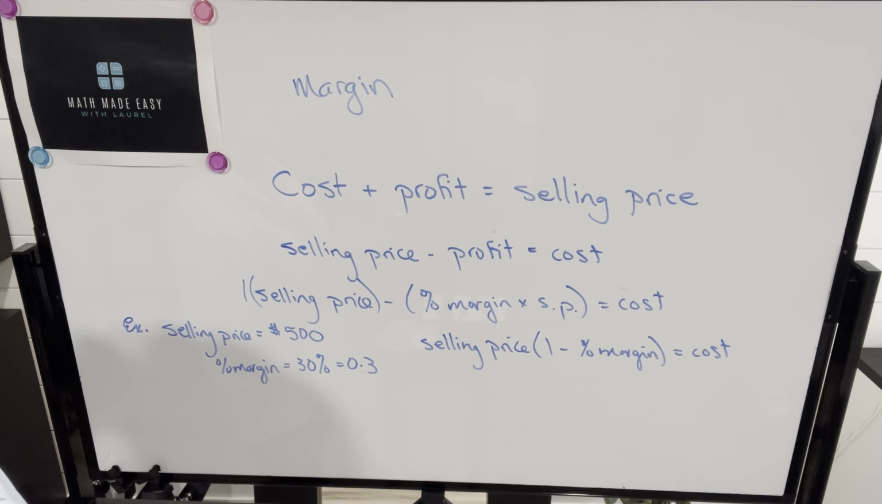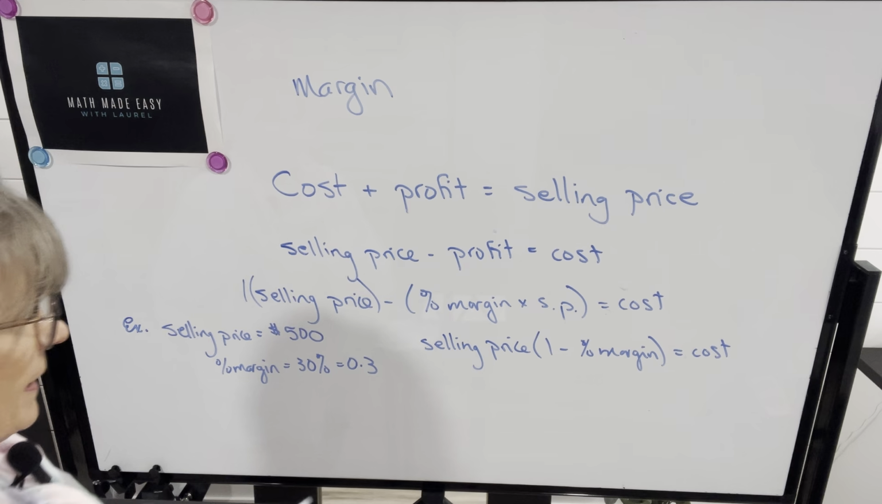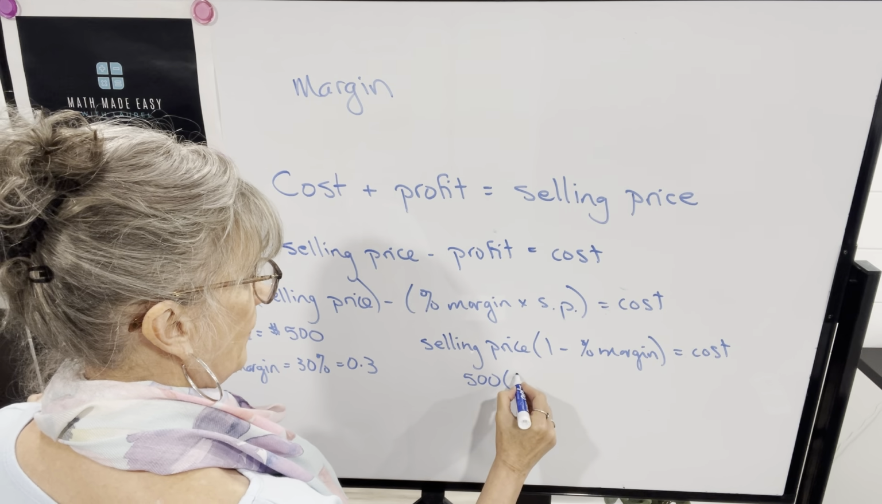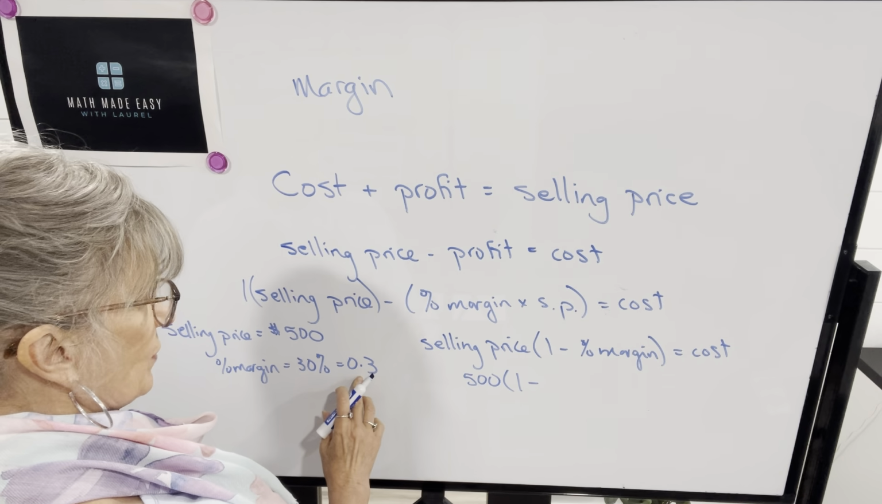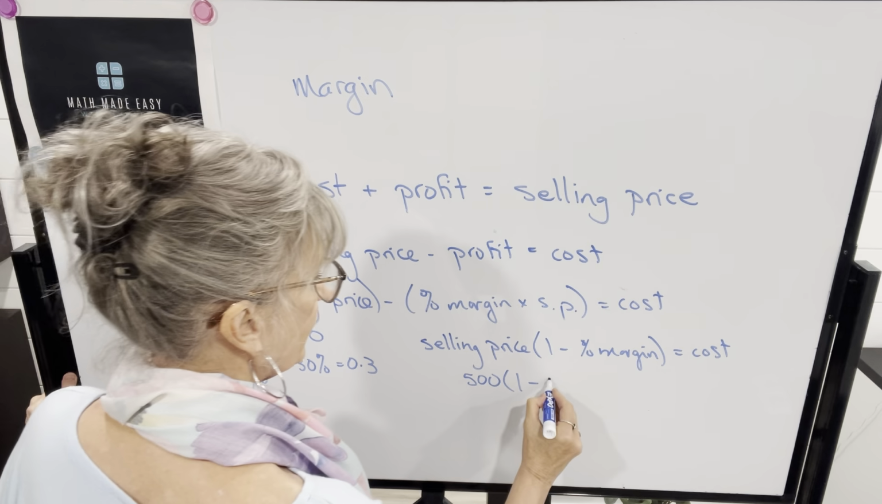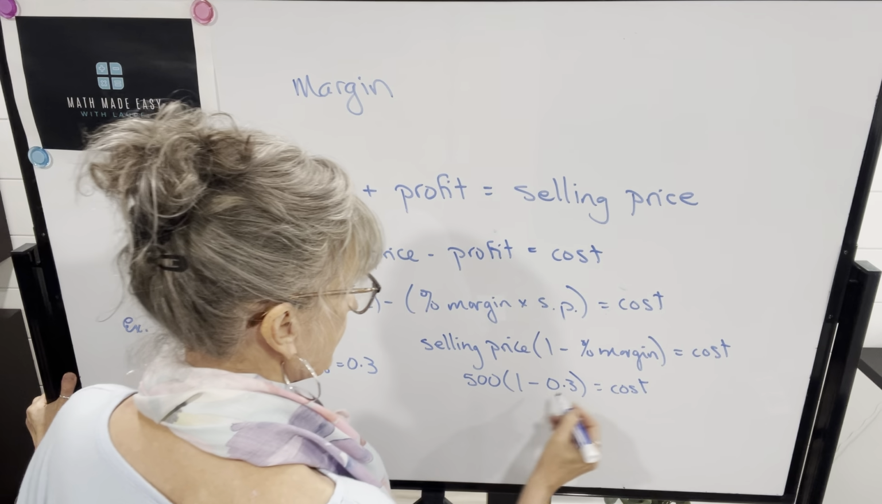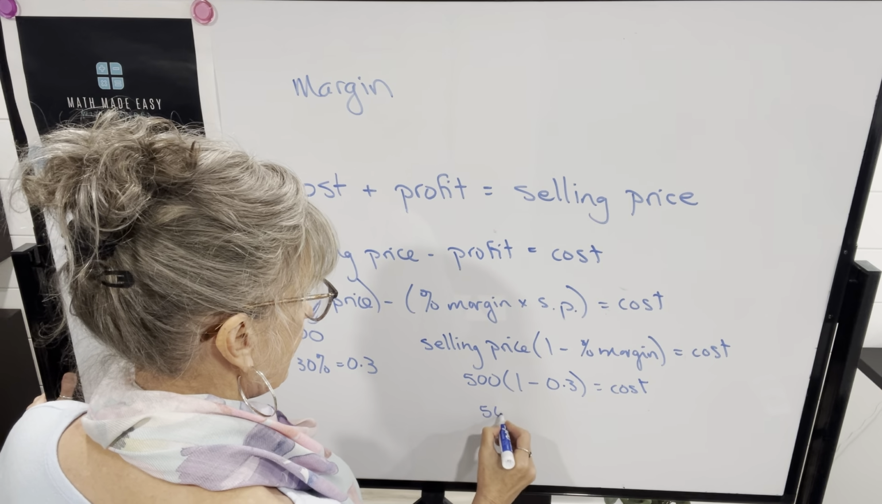Let's take a look at how that works with our example. Our selling price is 500. If we multiply that by 1 minus percent margin 30%, so 0.3, we will get cost. 1 minus 0.3 is 0.7.